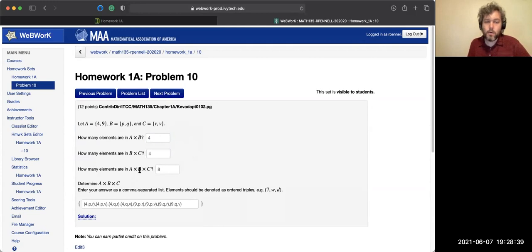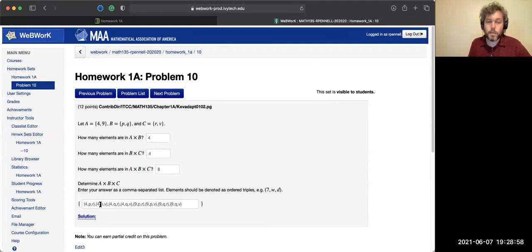How many elements are in A cross B cross C? Well, that would be 2 times 2 times 2. That must be 8, okay? 2 times 2 is 4, times 2 is 8. So there are 8 elements inside A cross B cross C.